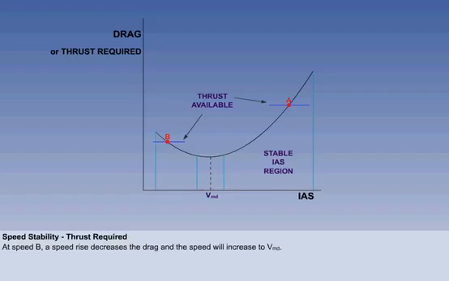Considering the aircraft at speed B, if it gains speed, drag decreases, and with an excess of thrust, the aircraft's speed will continue to drift up to VMD. In this area of the curve, the aircraft is speed unstable.